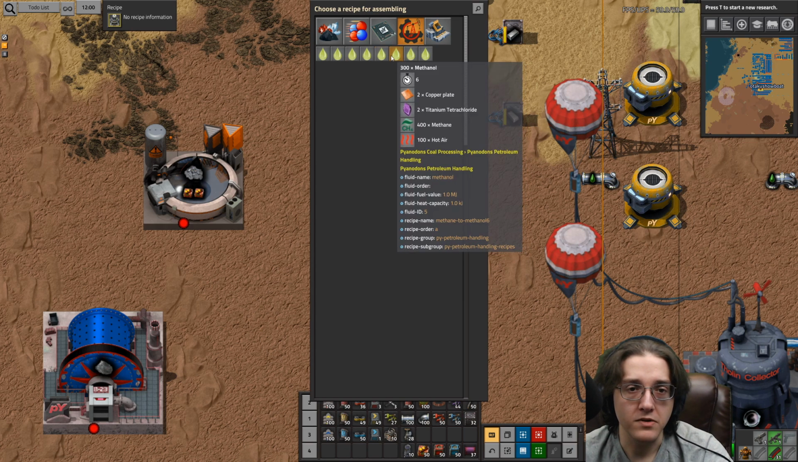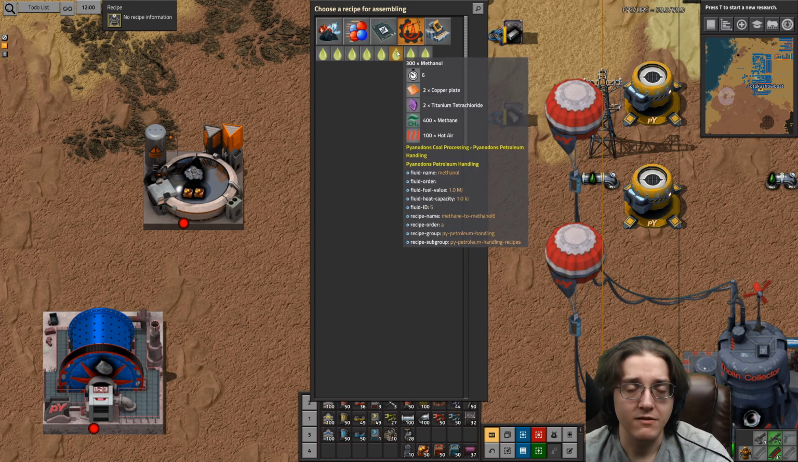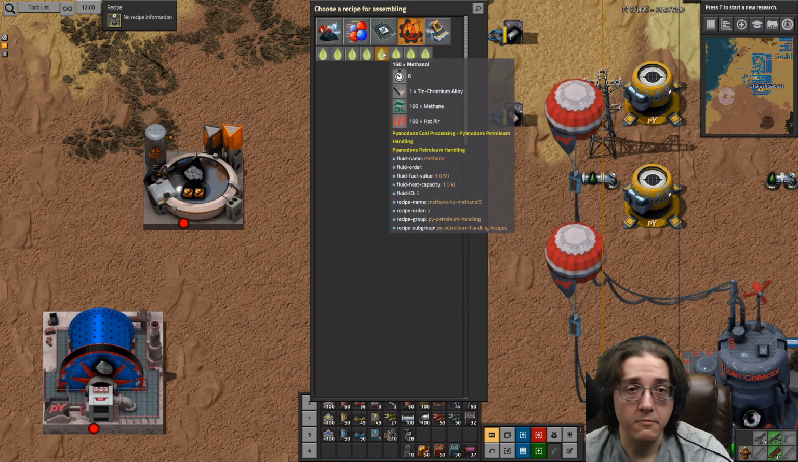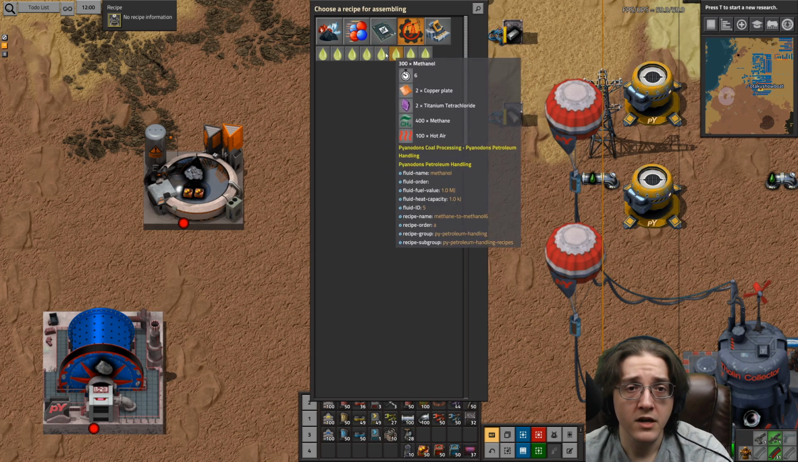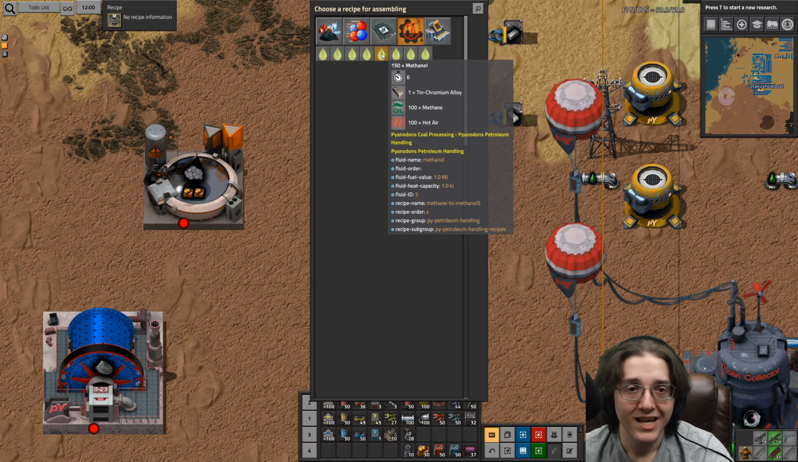It's up to you if you want to spend titanium tetrachloride with copper plates. That one, at least there is an argument for, because it is double the output of the tin chromium alloy. But also bear in mind that this would be the only reason you would ever make tin chromium alloy. Tin chromium alloy is exclusively a catalyst. It is only used as a catalyst, and most of the time there's better ways of making literally everything that involves tin chromium alloy as a catalyst. So, yeah, if you feel like making it for this, go right ahead.